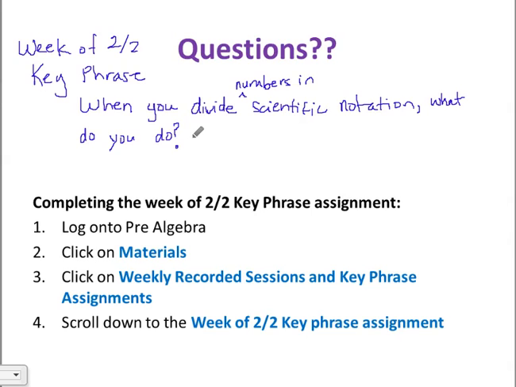And that's your key phrase assignment for this week. Again, please make sure you took good notes so that you can do really well on the Unit 7 test this week, and let me know if you have any questions as you're working this week.